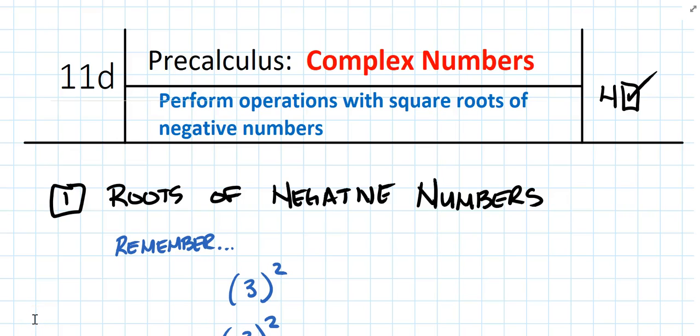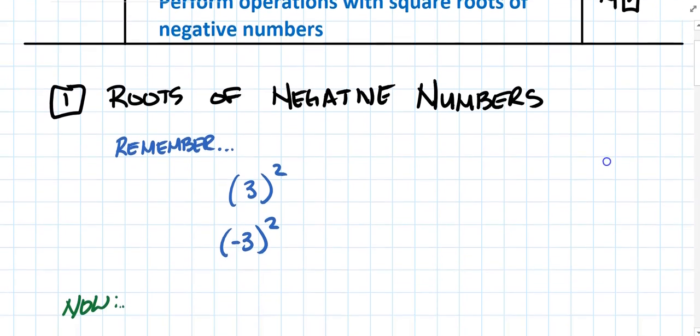Welcome to Precalculus Concept 11D. Complex numbers. We're going to perform operations with square roots of negative numbers. 4 boxes. Here we go. Here's box number 1. Let me scoot this up for you a little bit.